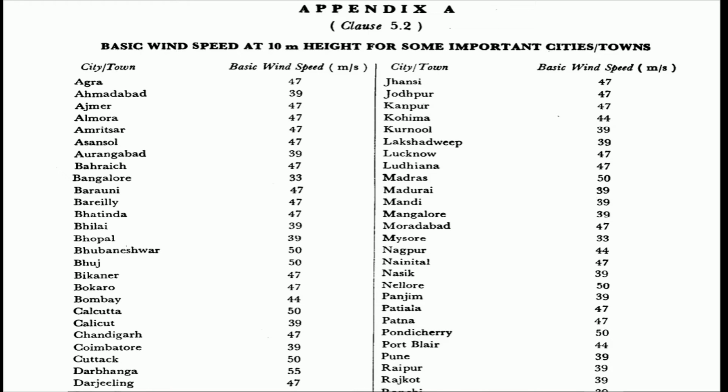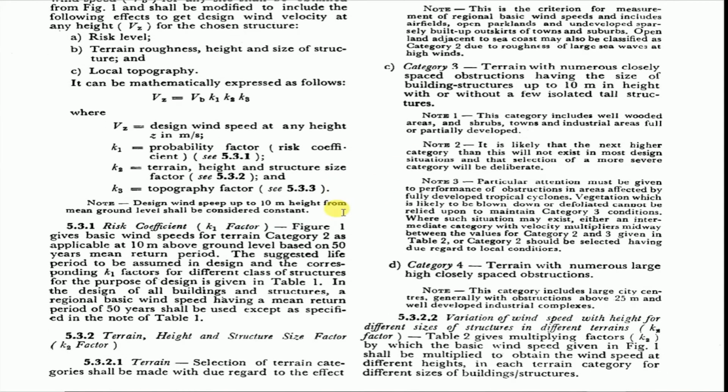Before applying the wind load, let's see a few basic important things. First, we need to find the basic wind speed, which you can find from Appendix A of IS 875 Part 3. So for Ahmedabad, it is 39 meter per second. And next, we need to find out these three factors. K1 is probability factor or risk coefficient. K2 is terrain height and structure size factor. K3 is topography factor.